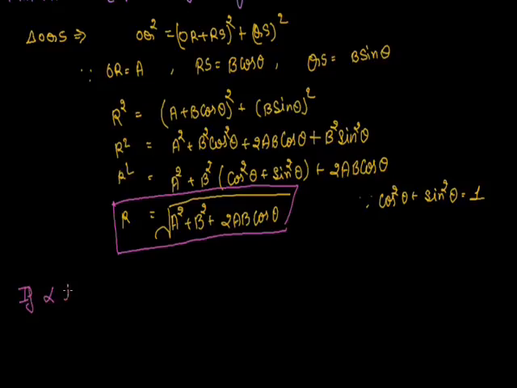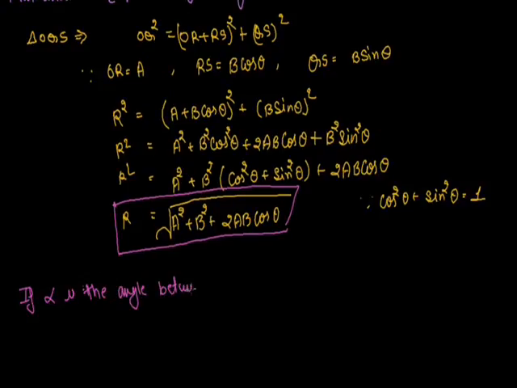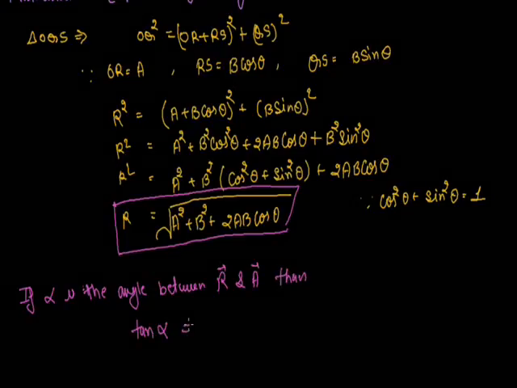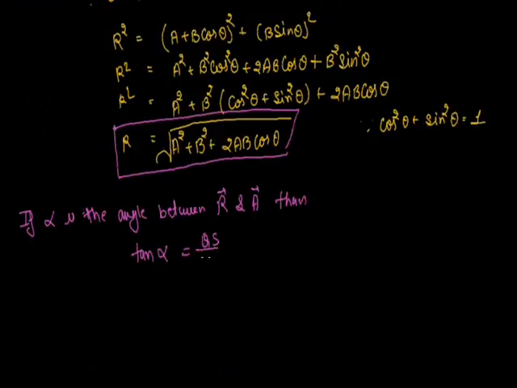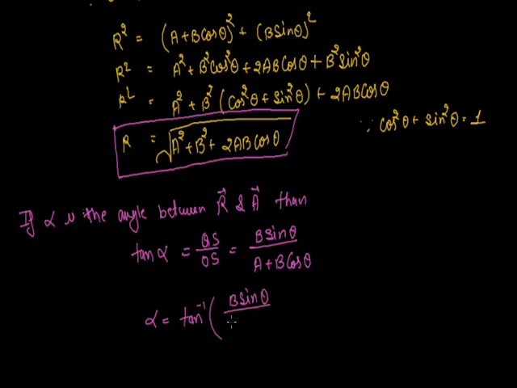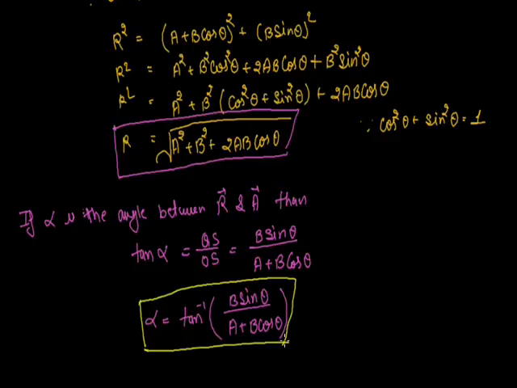If alpha is the angle between R vector and A vector, then tan alpha equal to QS upon OS. We can write QS is B sin theta and OS equal to A plus B cos theta. So alpha equal to tan inverse of B sin theta upon A plus B cos theta. This is the angle between R and A.